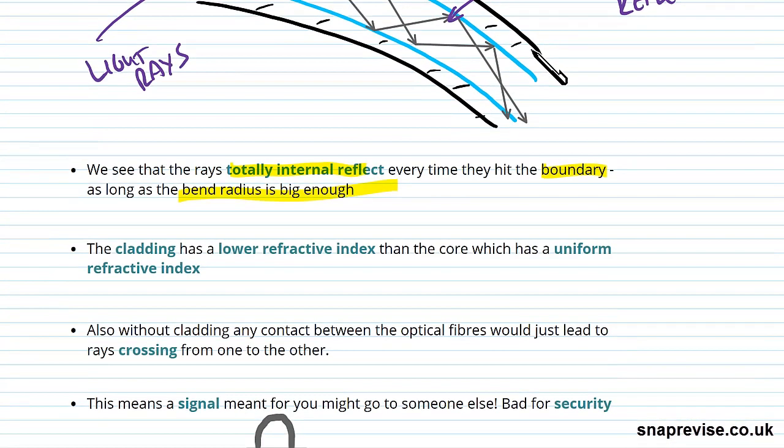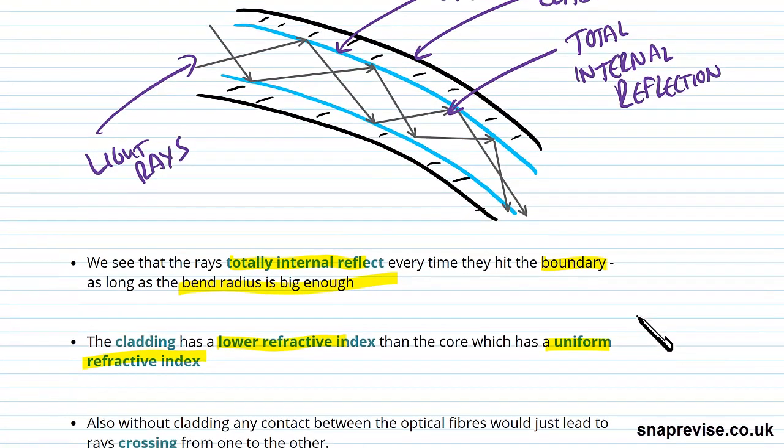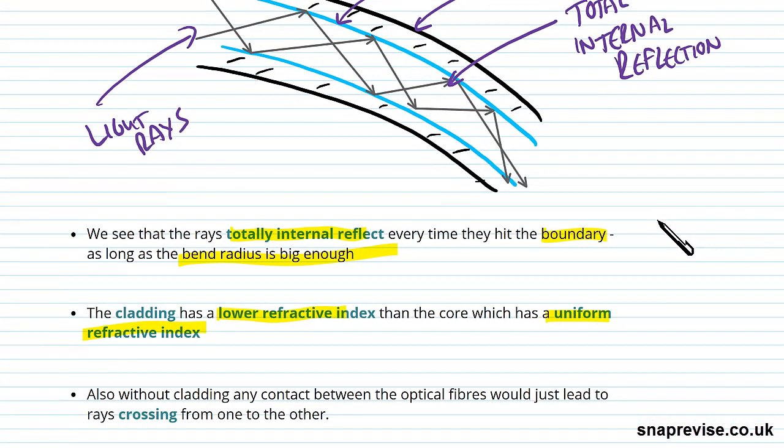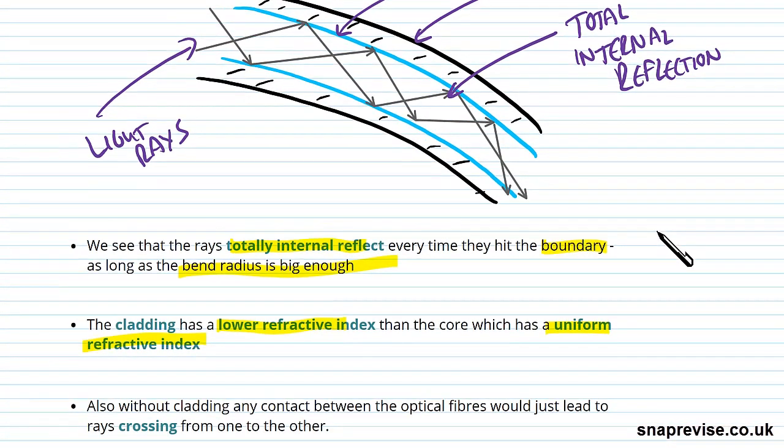So the purpose of the cladding: the cladding has a lower refractive index than the core, which has a uniform refractive index. So the core could be drawn glass, for instance, and that has a constant refractive index. And then the cladding has a much lower refractive index, so that we have our effective total internal reflection. Remember, that doesn't work if we have a higher refractive index outside. So we need a low refractive index to make sure that the light ray speeds up and then can effectively totally internally reflect instead of refracting into the material.